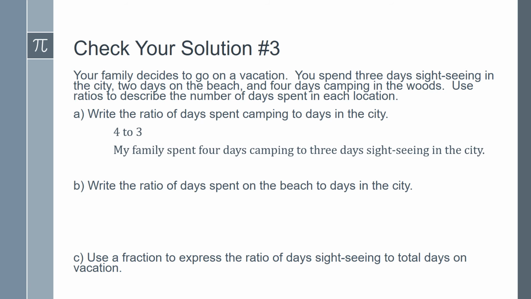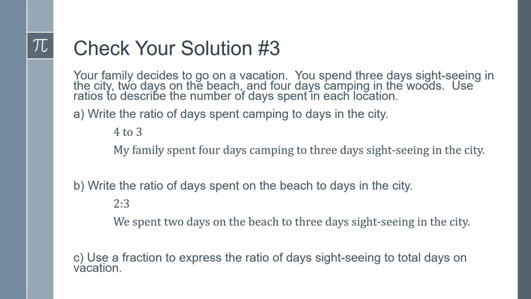Next, you need to write the ratio of days spent on the beach to days in the city. This time the ratio is 2 to 3. Your family spent 2 days on the beach to 3 days sightseeing in the city. Finally, you need to use a fraction to express the ratio of days sightseeing to total days on vacation.